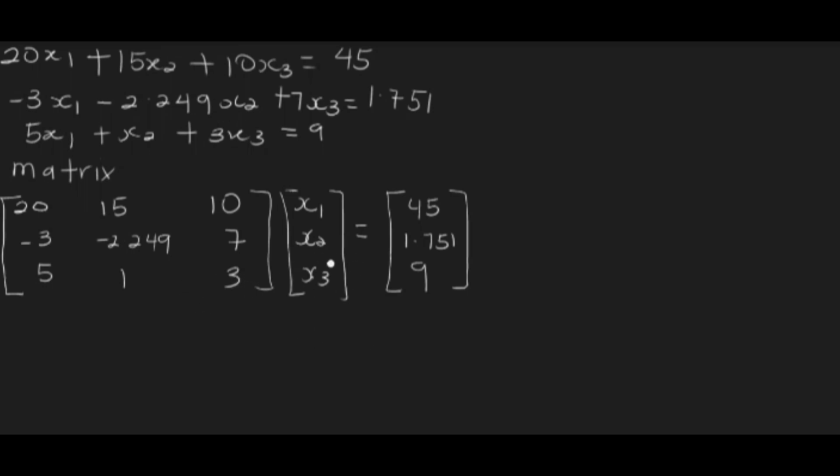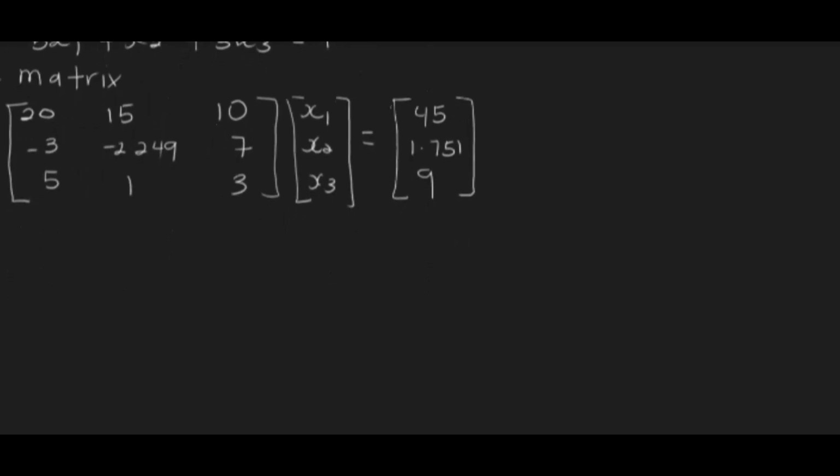So once we get this, we simply move to the second part, which is the forward elimination of unknowns. That's part 2 of how to use Gaussian elimination.